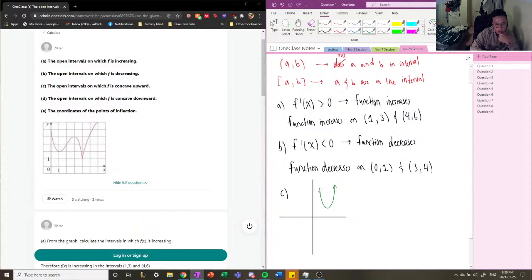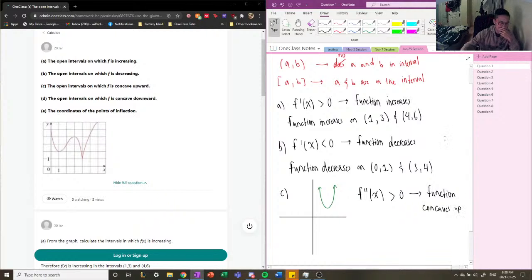So this is a concave up parabola, and this means that the second derivative of the function is greater than 0. Okay, so the function is concave up.